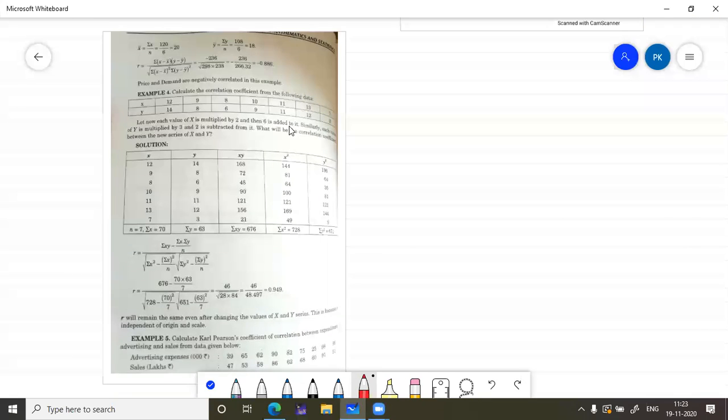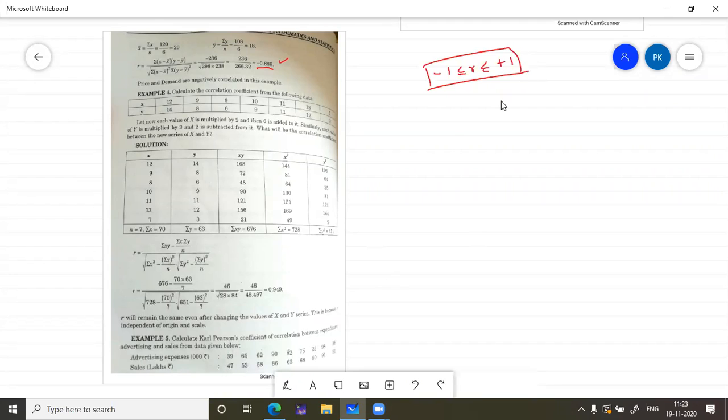have obtained the value of correlation is minus 0.886. So it indicates that they are negatively correlated in this example, right? Price and demand are negatively correlated क्योंकि ये negative आ गया है यहाँ पे. And one more thing, it lies between +1 to -1 always. Is this clear?